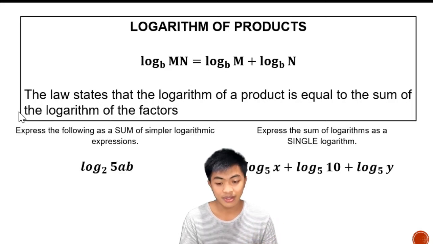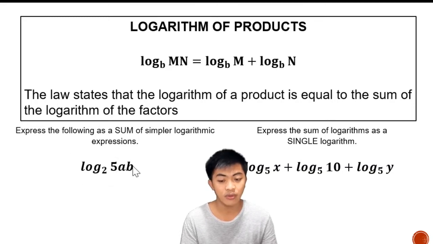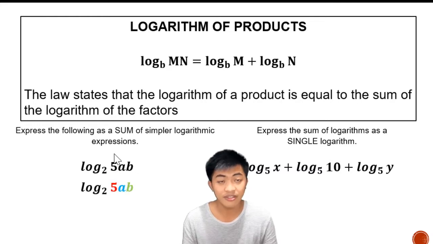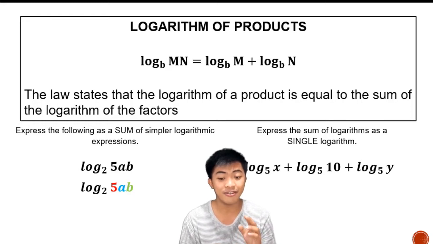So let's try. So we have here one logarithmic expression, and the argument here is 5ab. We can express this as a sum of simpler logarithms. How? We identify the factors. The factors are 5, a, and b. The idea is that we can actually rip this apart. We can expand this. We can rewrite it using the factors of the argument.